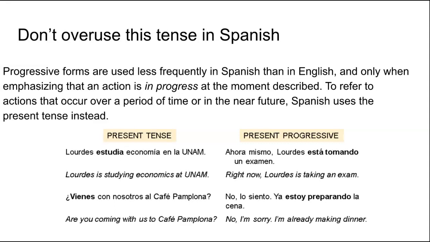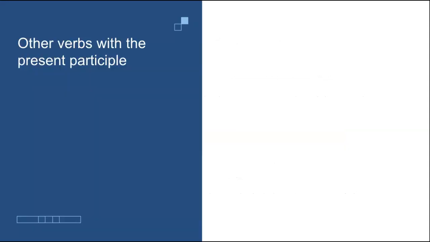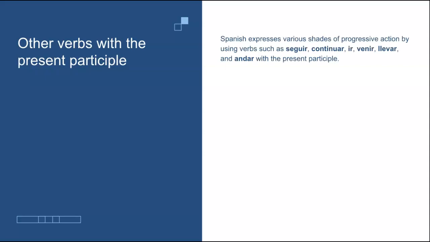¿Vienen con nosotros al Café Pamplona? No, lo siento, ya estoy preparando la cena. Excelente. Now let's take a look at other ways you can use the present participles in sentences. In Spanish, progressive actions can also be expressed with other verbs. Spanish expresses various shades of progressive actions by using verbs such as seguir, continuar, ir, venir, llevar, and andar with the present participle. Seguir and continuar with the present participle express the idea of to keep doing something.